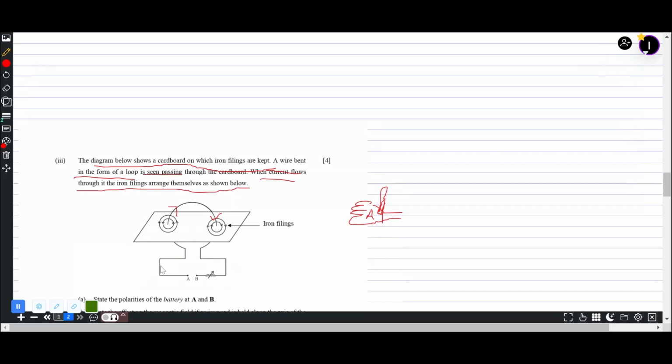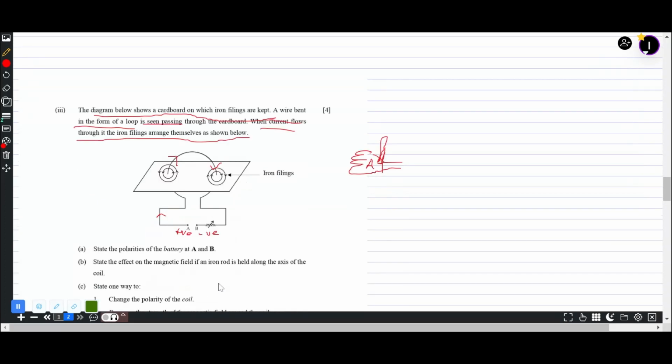And we know the current always flows from positive to negative. So A is supposed to be positive and B is supposed to be negative. That was my first question: state the polarity of the battery at A and B. So A is positive and B is negative.